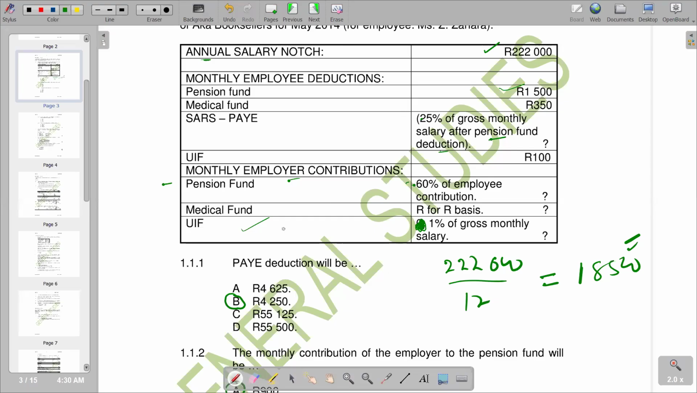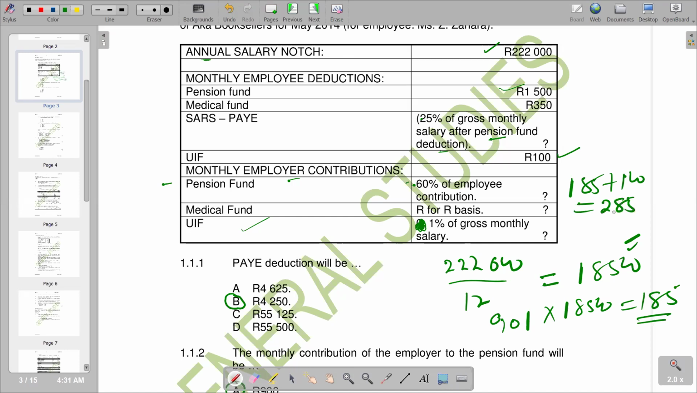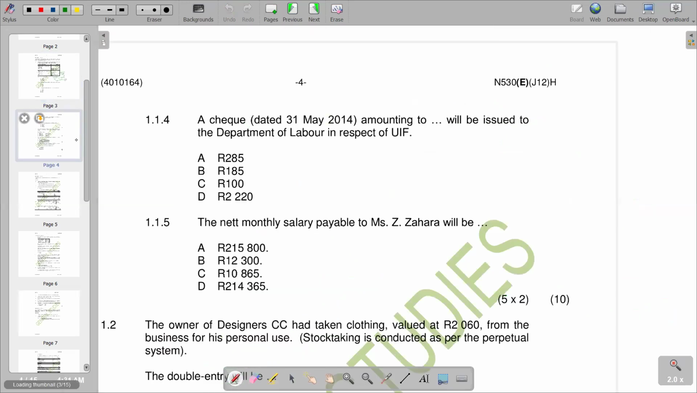You see that the UIF that we are given for the employer is 1% of gross monthly salary, which we convert to a decimal becomes 0.01. Then we multiply by 18,500, which is going to be 185. So this is for the employer. And then for the employee, we're given it as 100. So the total will now be 185 plus 100, which gives you 285. So the figure that we're going to indicate there is 285, and you see that we have it at A. This is the correct answer.